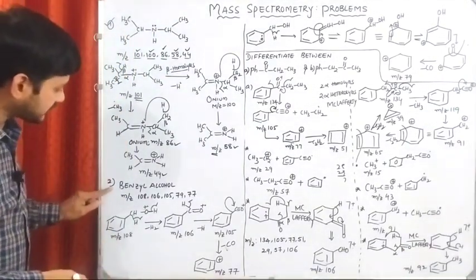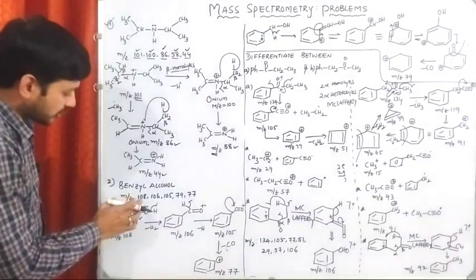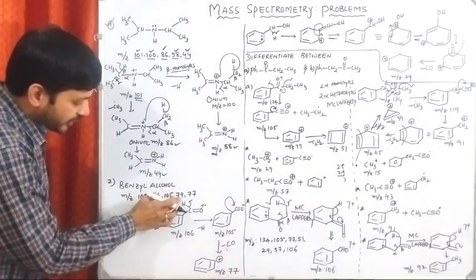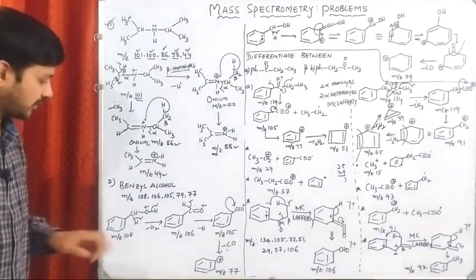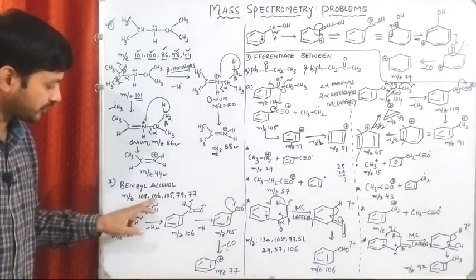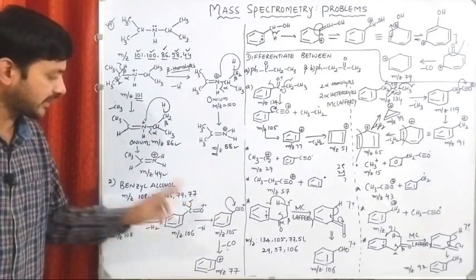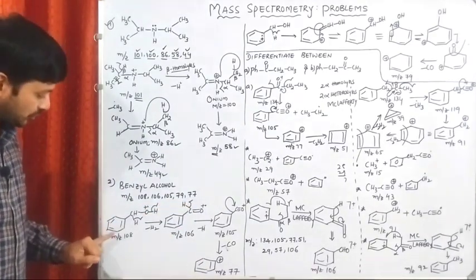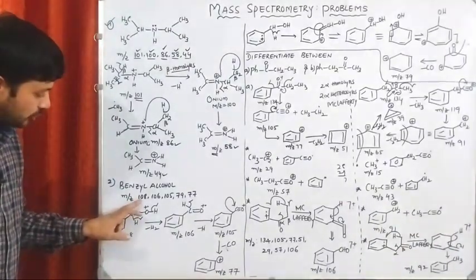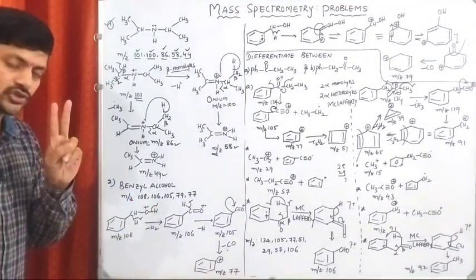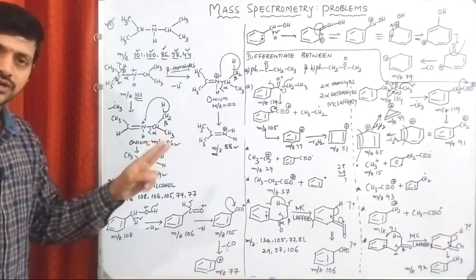Okay. See the next example, benzyl alcohol: 108, 106, 105, 79 and 77. In the case of benzyl alcohol, we need to identify the 108, 106, 105, 79 and 77 peaks. We know that this is the structure of benzyl alcohol. On 108 and 106, what is the difference? 2. That's why we need to remove 2 hydrogens.